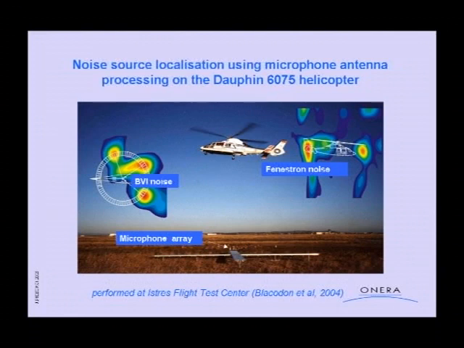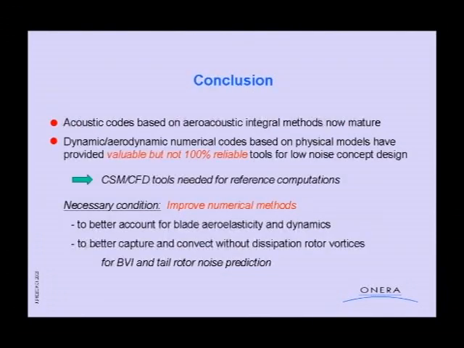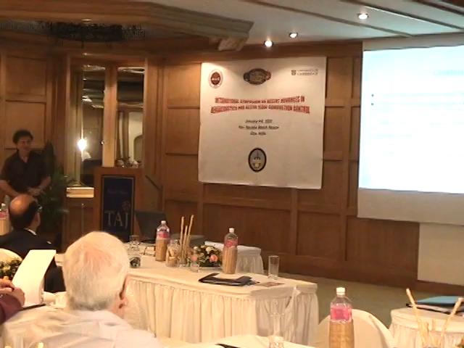I conclude now. My conclusion is that acoustic codes based on integral methods are now mature, but dynamic and aerodynamic numerical codes based on physical models provide valuable but not 100% reliable tools, as you have seen, for low noise concepts. And we would need, at least for reference computations, CSM and CFD tools, for instance, for BVI. But the necessary condition is to improve these methods, first to better account for blade aeroelasticity and dynamics, which governs the blade loads, and second, to better capture and convect without dissipation the rotor vortices.